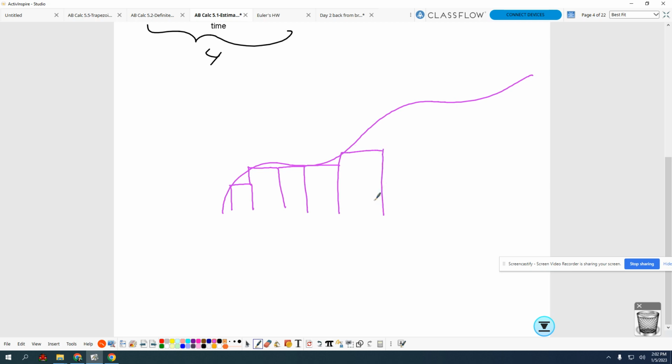So here's where the tedious comes in, because if I say, you've got to find 500 rectangles, go. That won't be on the quiz.